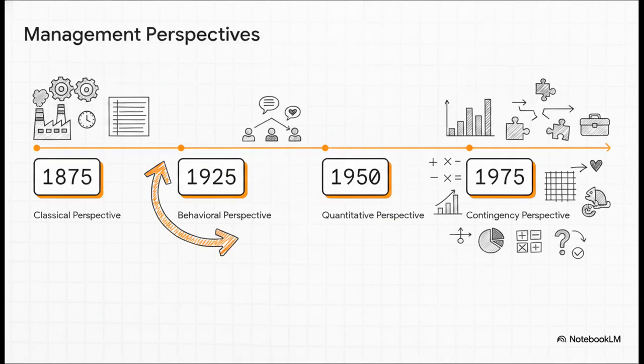So here is our roadmap for today. We're looking at the chronological development of management perspectives, starting back in the late 19th century with the classical perspective. From there, you can see this progressive historical shift into the behavioral, quantitative, and eventually the contingency perspectives. Today, we're going to focus heavily on that massive leap from the classical right into the behavioral era, because honestly, that is where the modern, human-centric workplace was truly born.